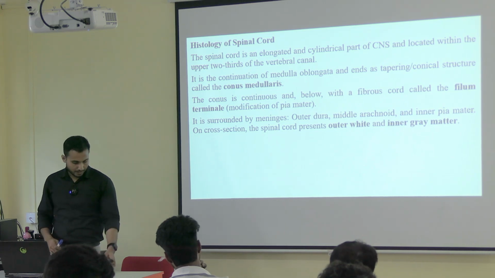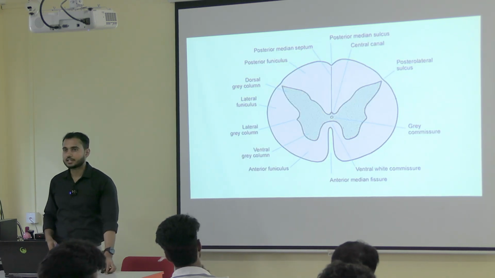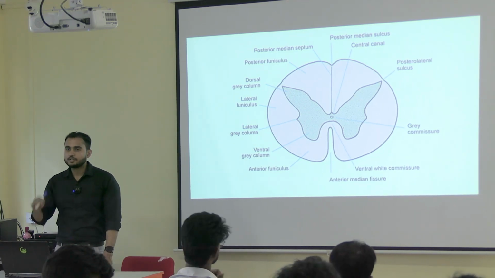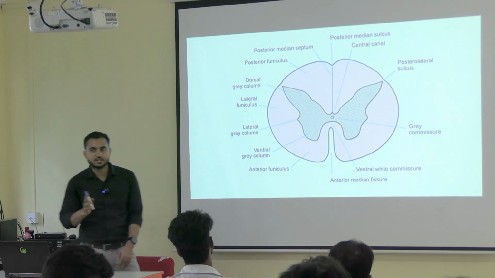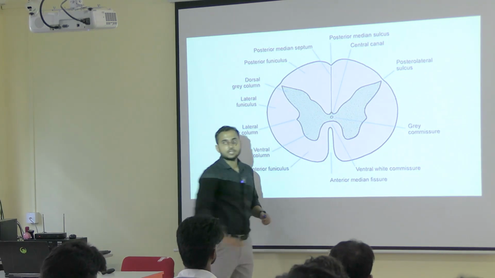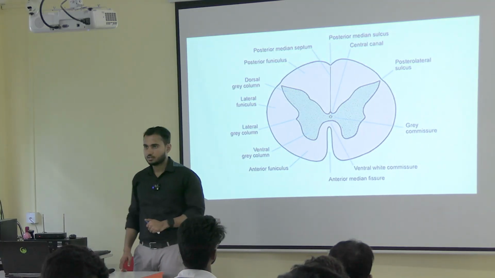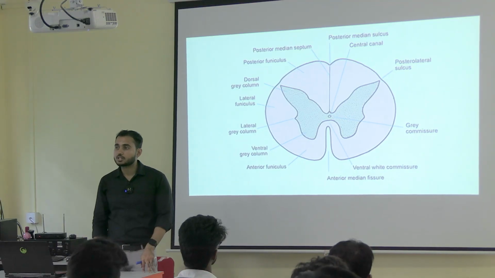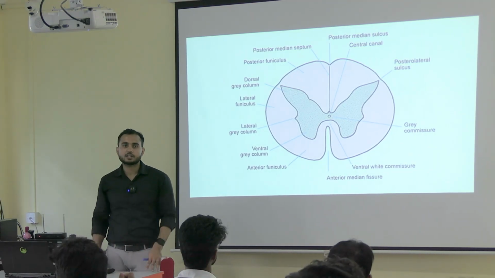Here is the diagram. Now in this diagram, this is the TS of the spinal cord. If you take the TS of the spinal cord, this is the central part. The central part is made up of H-shaped gray matter, and the peripheral part is made up of white matter. Now the question is, what does gray matter contain and what does white matter contain?